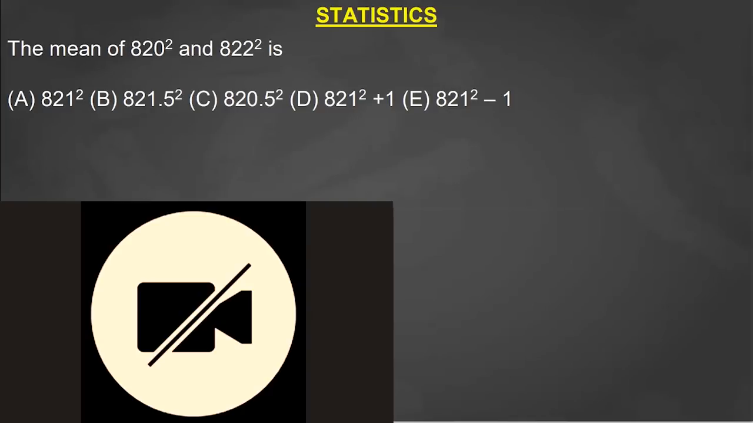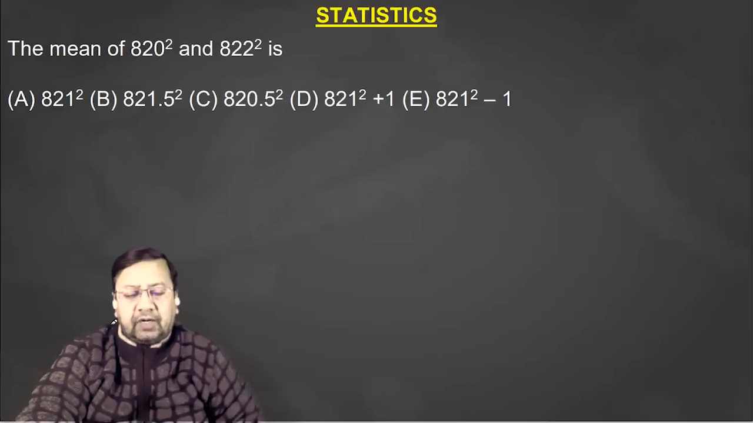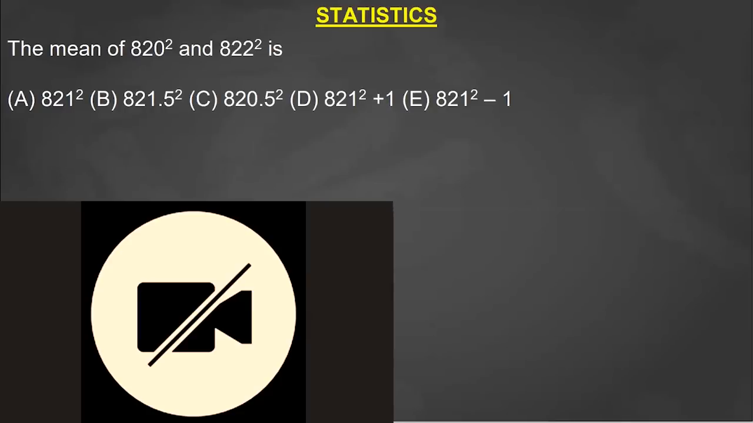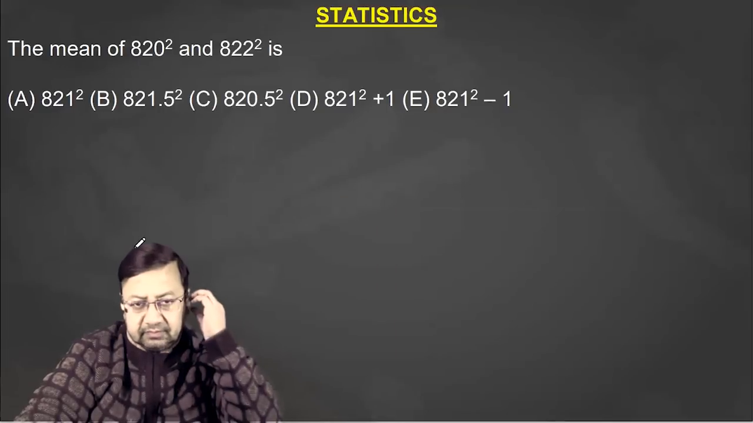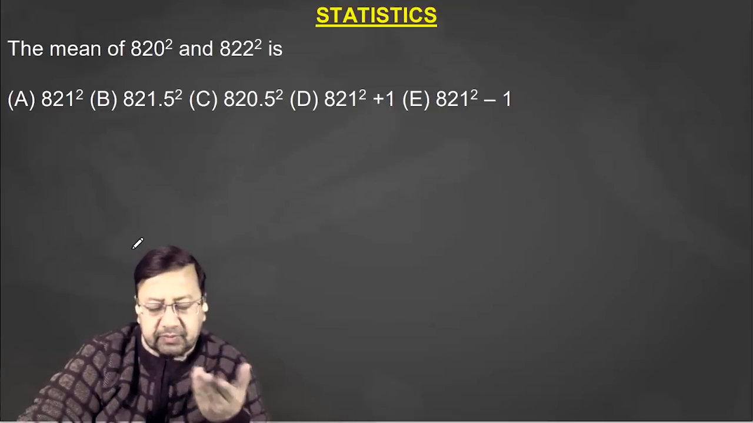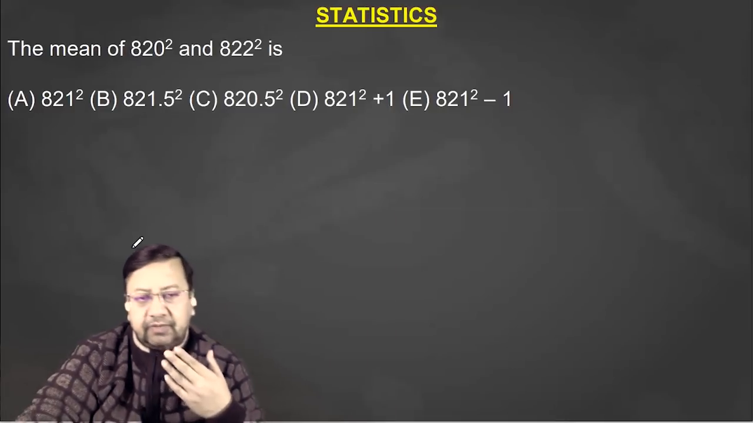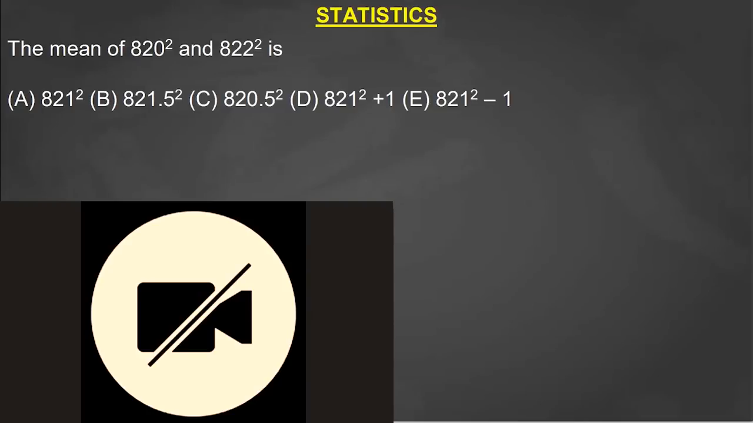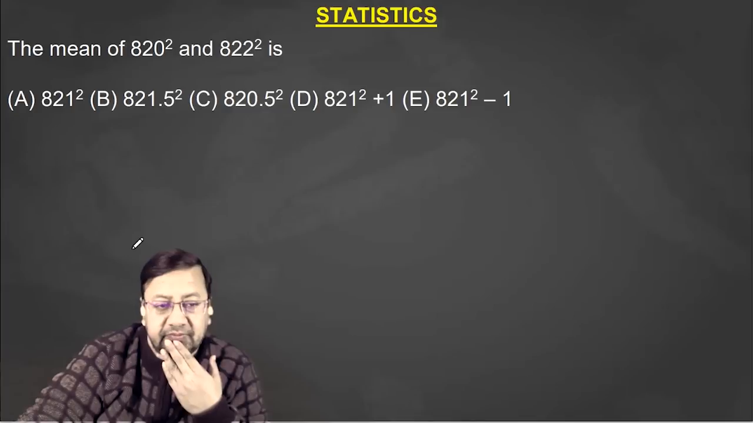Yes, sir. So what's your answer? Sir, option D, 821 square plus 1. Okay. How is this? Sir, I first calculated the whole squares for both the given numbers and then I found out the mean. And then I checked from each of the options which was the answer matching my mean. So 821 square plus 1 was matching the answer. So that's how I came with the answer. So Kabir, for this, I suppose you must have used the calculator.